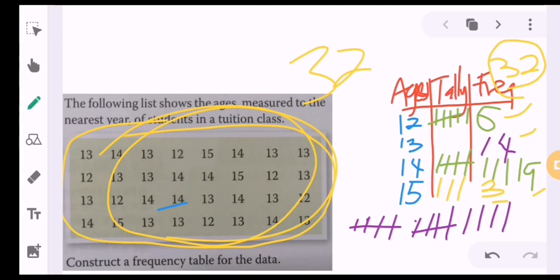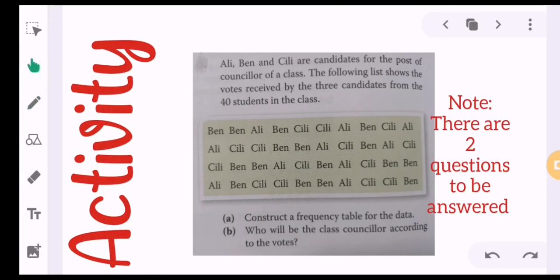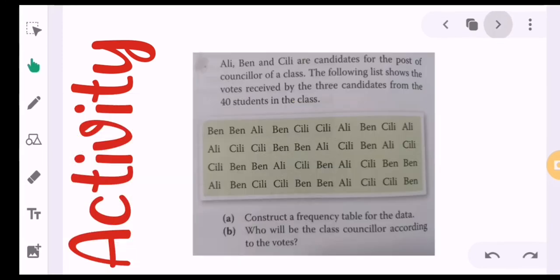Now I would like you to try out this. Read the instructions and get to know the title of the work. So you realize that the title, it's what the 3 students, they are candidates for the post of a counselor. So here where I wrote ages, yours is going to be candidates, because we are not checking the ages of students, we are checking the candidates. Under them, you write their names, count the number, and answer the questions beneath.